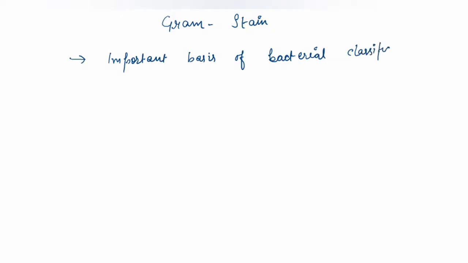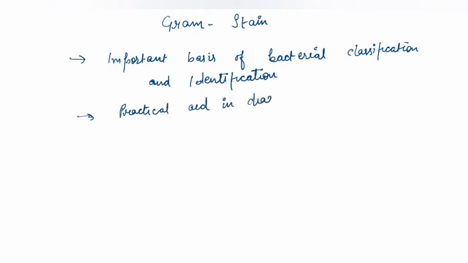Now, the Gram staining. Gram staining is a microbiological method through which we can identify and classify bacterial cells. It also helps in the classification of the shape, how the cell looks, either cylindrical or rod shape, or spherical shape. It also helps in the diagnosis of certain diseases. That means it is used in pathological labs for diagnosing infections.